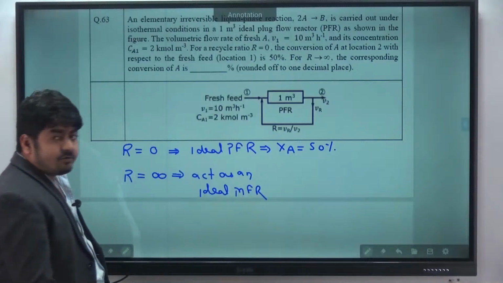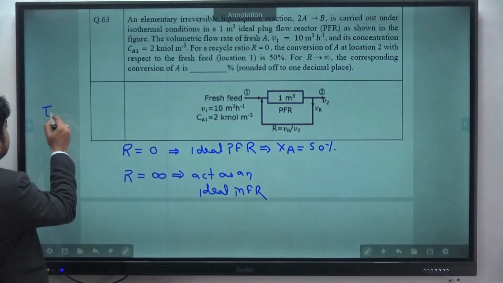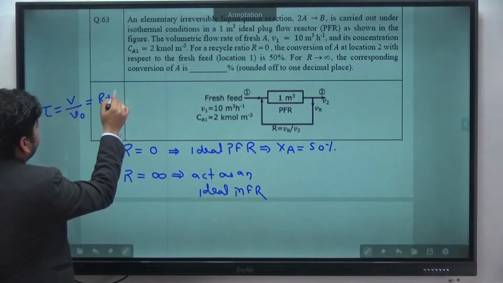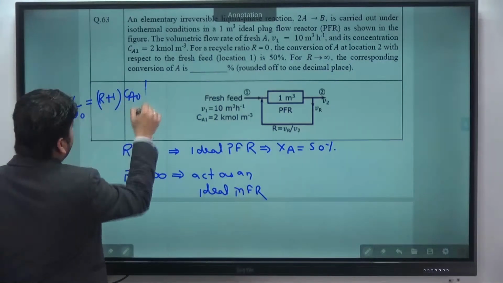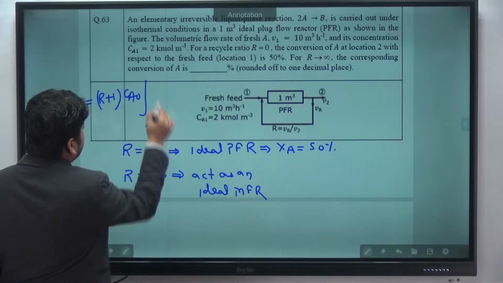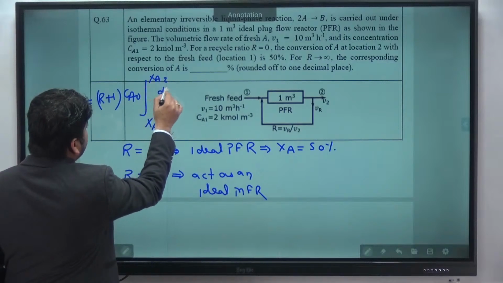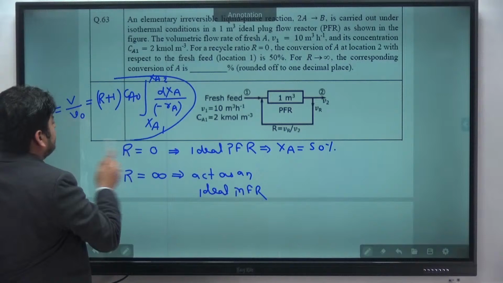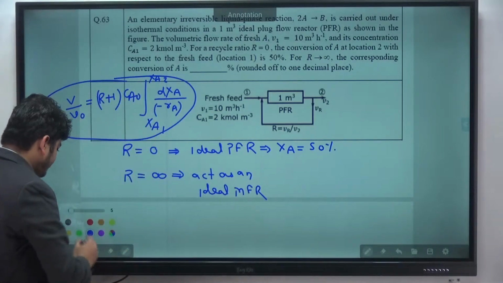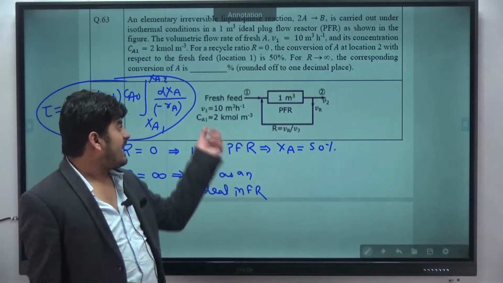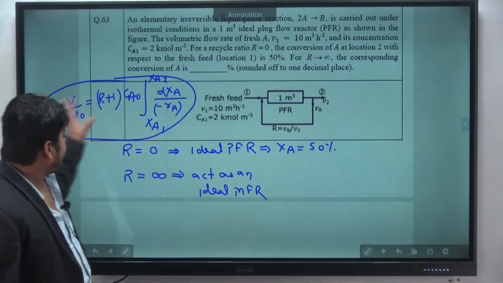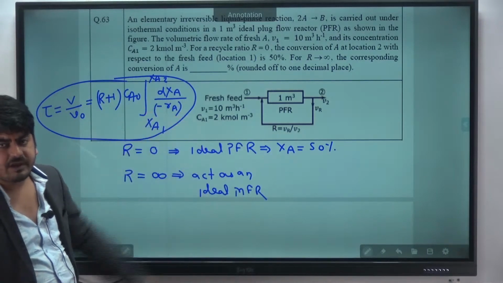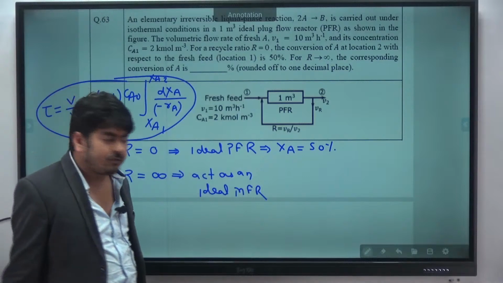Okay, and the design equation of PFR with recycle stream is V by V naught equal to R plus 1 times Ca naught, integration from Xa1 to Xa2, dXa over minus Ra. This is the design equation for PFR with recycle stream. But the point is, for R equal to infinity, we cannot use this equation because it will be difficult to solve. Okay, so what do we have to do?